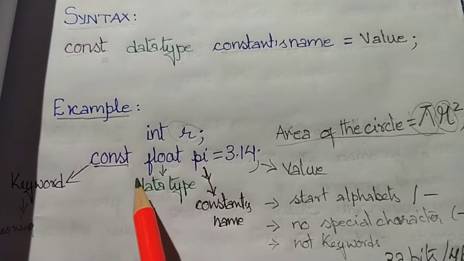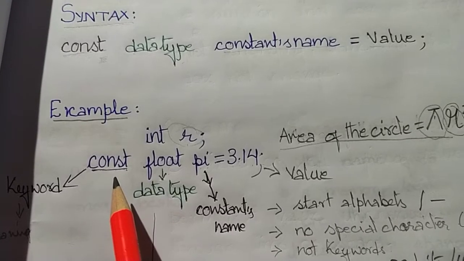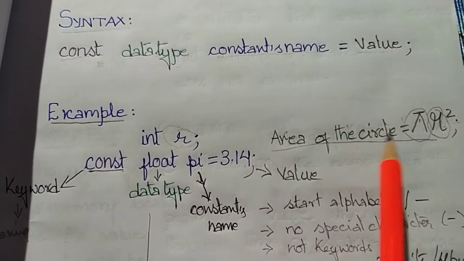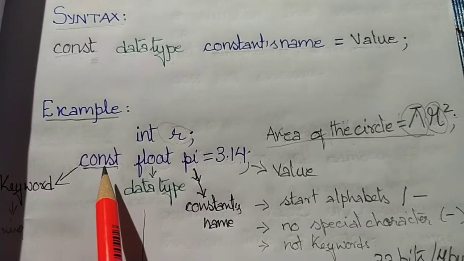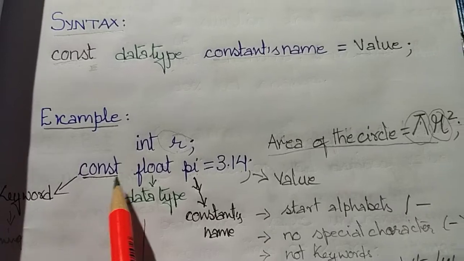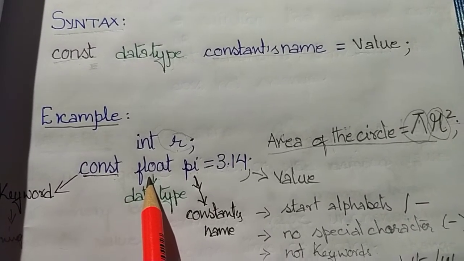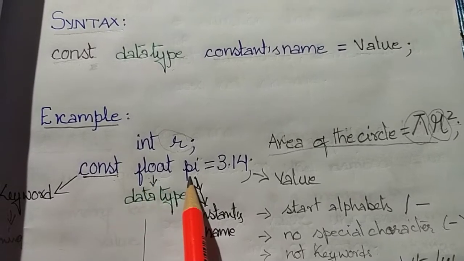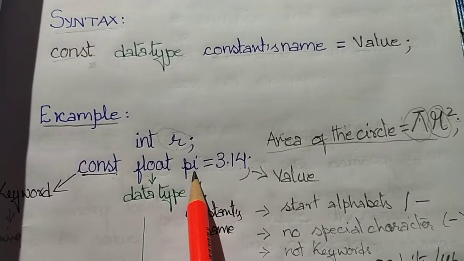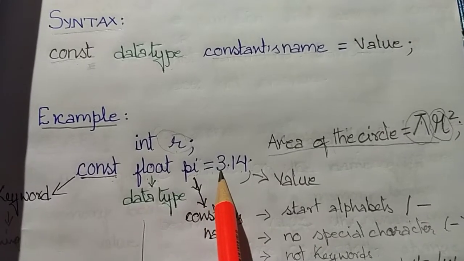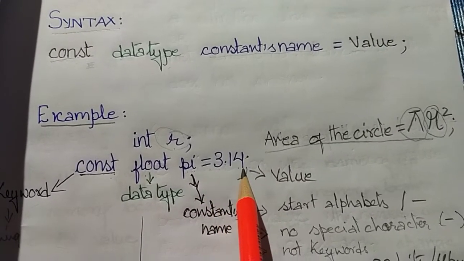So let me read it out again. To specify pi as constant in my C program, to declare it, first the keyword const, followed by the data type float. Why? Because the value is a decimal value. Followed by the name pi, and I assign the constant value that is 3.14.